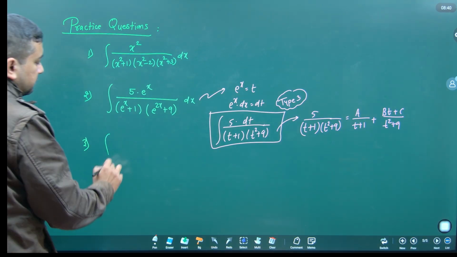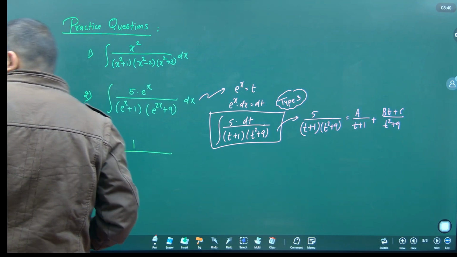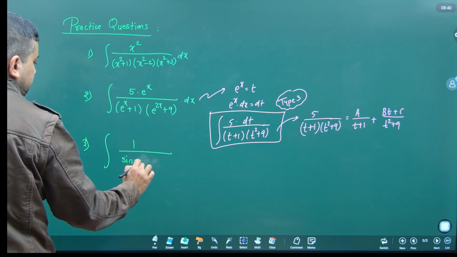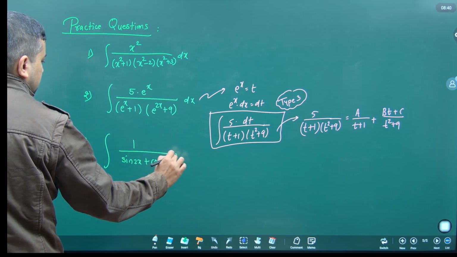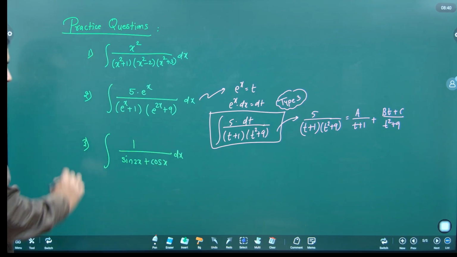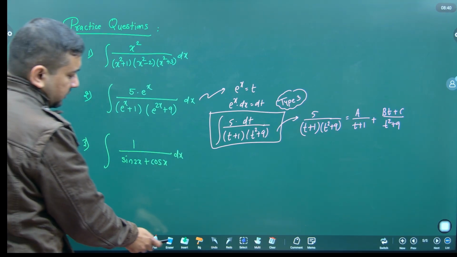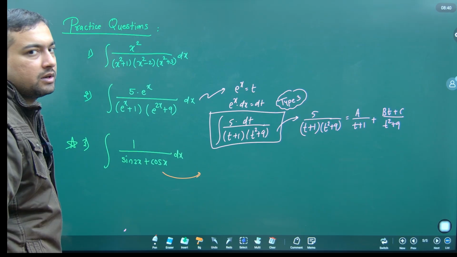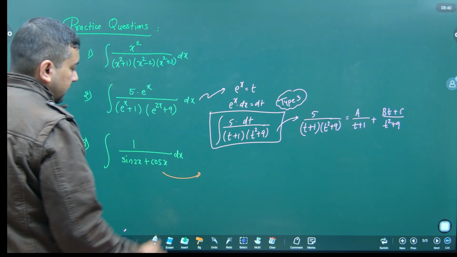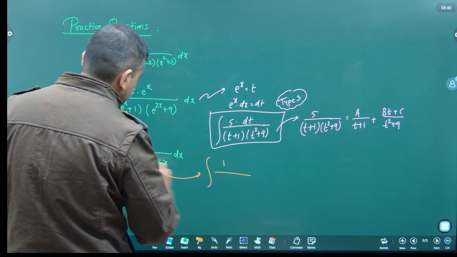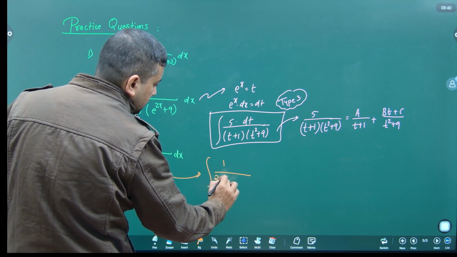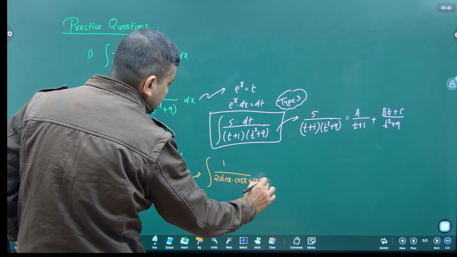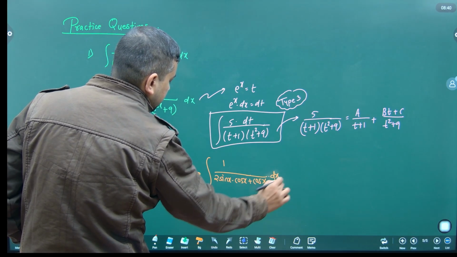Integral 1 upon sin 2x plus cos x dx. Okay, see how we will proceed with this. This is our example, and this is how we need to find the integral. So what I will do: 1 upon, what is sin 2x? 2 sin x into cos x plus cos x, dx.